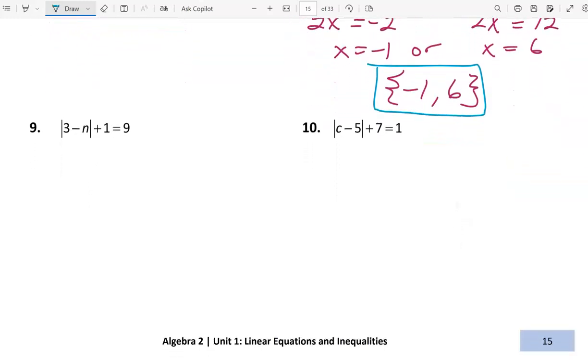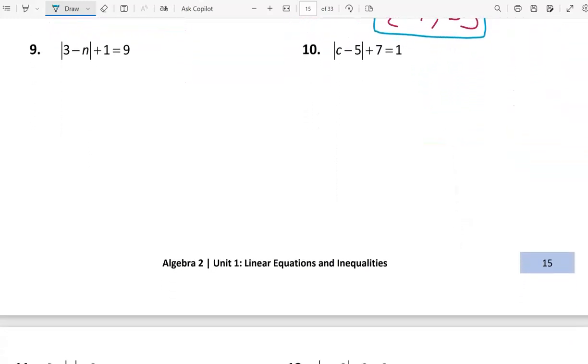All right, let's take a look at number 9. If I were checking in number 9, I would subtract my n value from 3 first, and then take its absolute value, and then finally add 1, and see if that's equal to 9. Remember I said finally add 1? That's the first thing that needs to be undone. So the absolute value of 3 minus n is equal to 8.